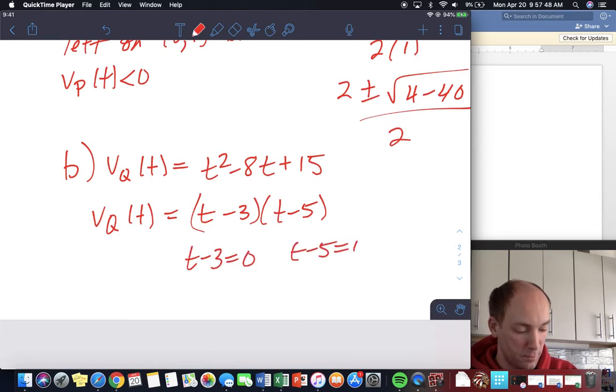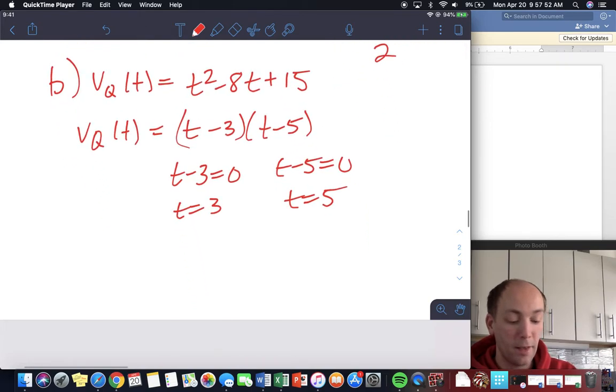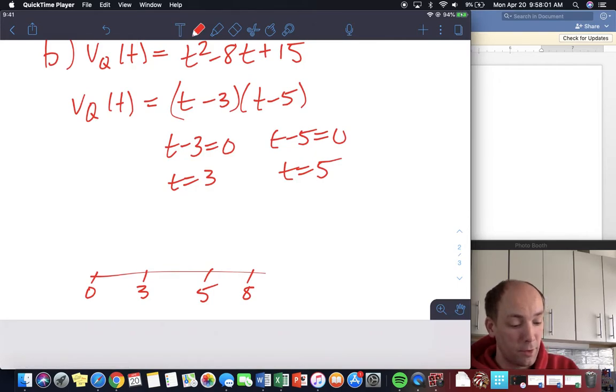So t equals 3 and t equals 5. And then let's make a sign chart for this. So between 0 and 8, 3 and 5 are my two places where I have zeros. So t minus 3, t minus 5.